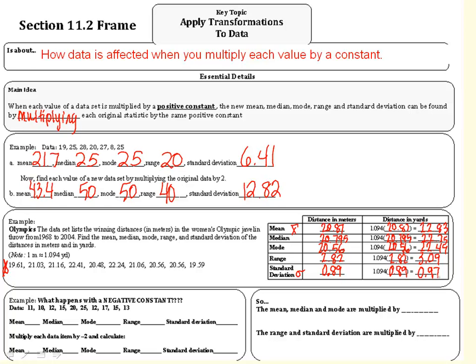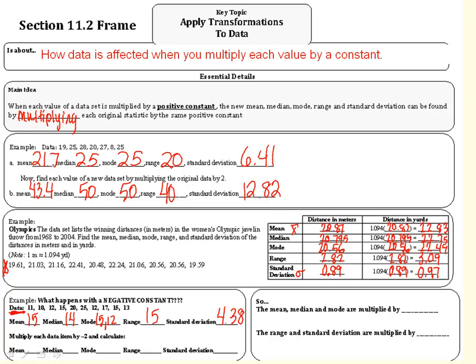One last example here, what happens with a negative constant? If you put this data down here in your graphing calculator, you'll find that the mean is 15, the median is 14, the mode is 15 and 2. We've got 15 and 2 that are both listed twice here. Our range for this one is 15, and our standard deviation is 4.38.